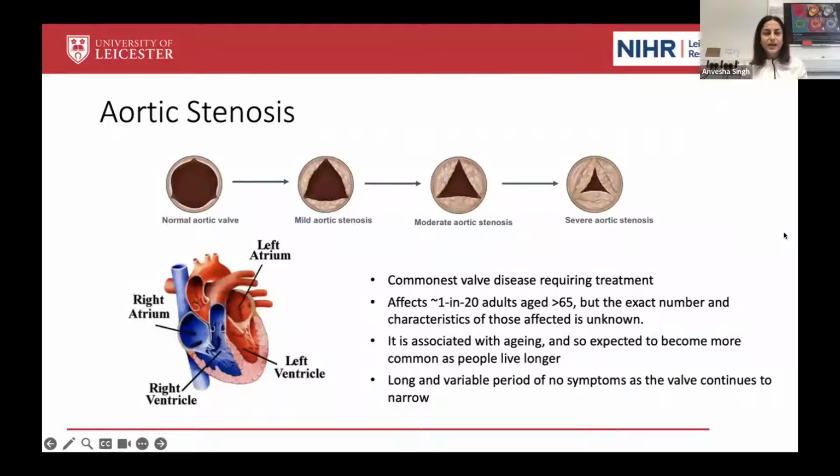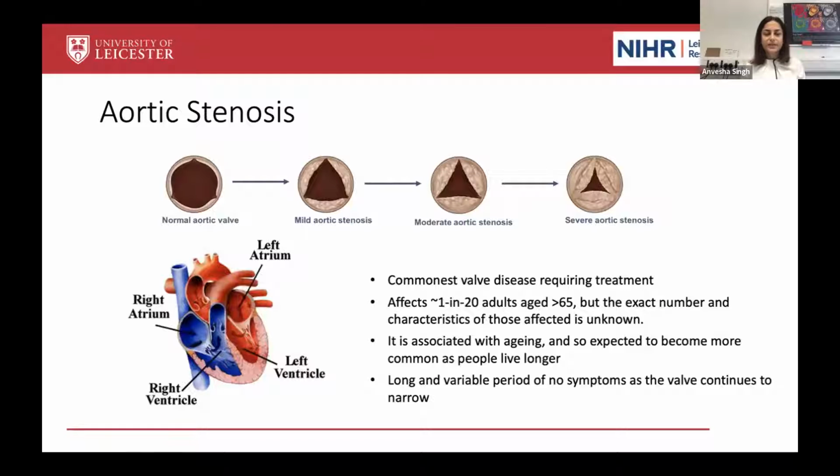So the topic I'm looking at is aortic stenosis, and this is the commonest valve lesion requiring surgery in our country. And it's characterized by a very long and variable asymptomatic phase. It affects as many as 1 in 20 adults over the age of 65, but the exact number of people and characteristics of those people is not known.